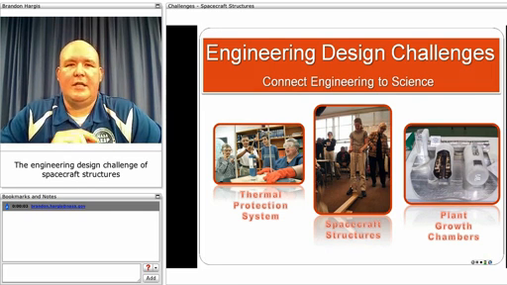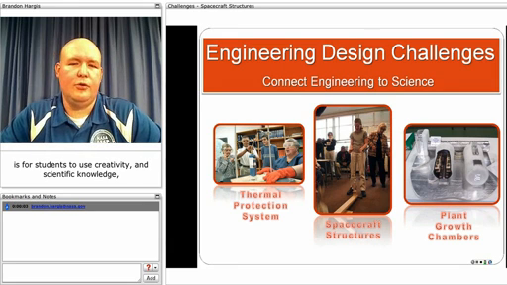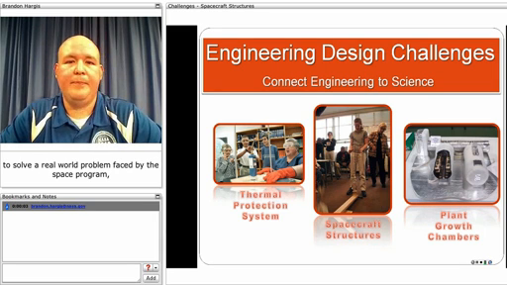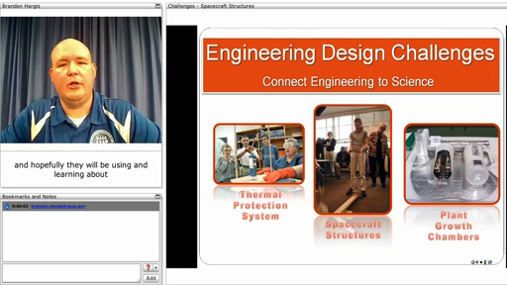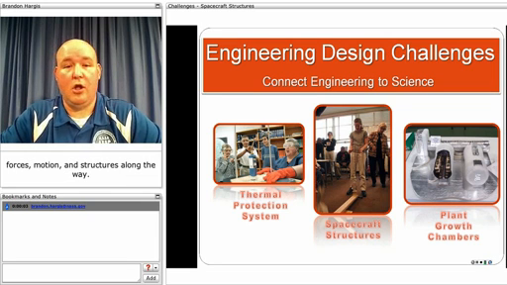The Engineering Design Challenge of Spacecraft Structures is for students to use creativity and scientific knowledge to solve a real-world problem faced by the space program. And hopefully they'll be using and learning about forces, motion, and structures along the way.